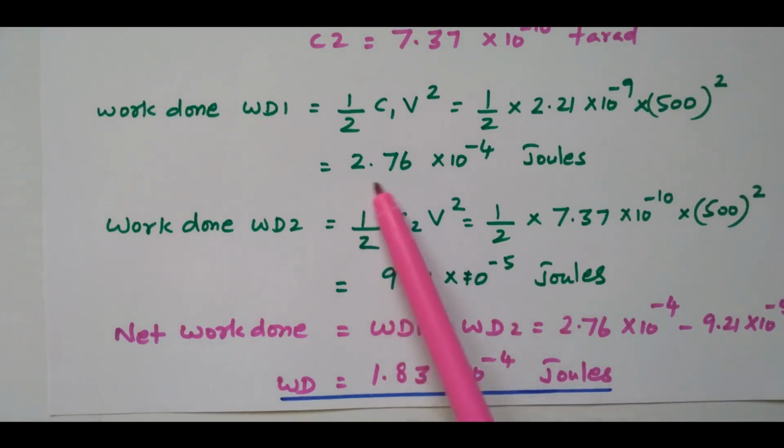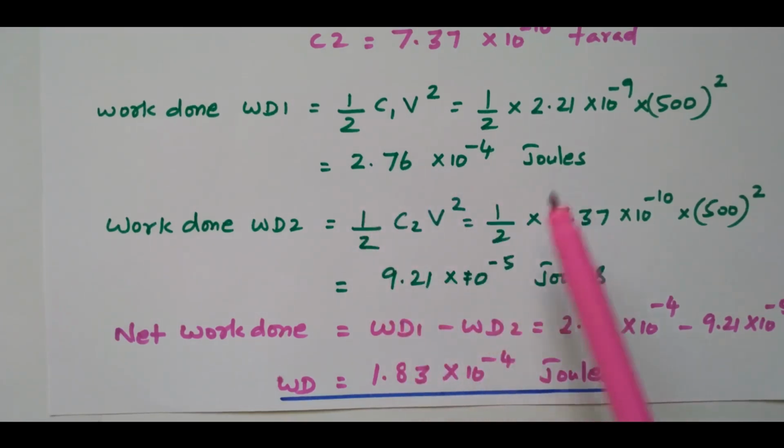So this is the work done when it is 1 millimeter. This is the work done at 3 millimeter. Then what is the net work done? The difference between these two, WD1 minus WD2. We need to subtract these two values. So what we got is 1.83 into 10 to the power minus 4 joule. This is the net work done by moving the distance between the plates from 1 millimeter to 3 millimeter, the total work done, 1.83 into 10 to the power minus 4 joules.